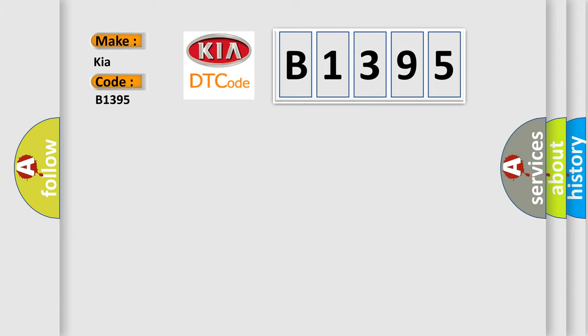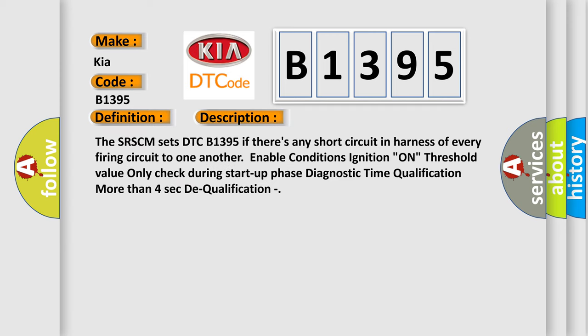So, what does the Diagnostic Trouble Code B1395 interpret specifically for Kia car manufacturers? The basic definition is: firing circuit harness short to each other. And now this is a short description of this DTC code. The SRSCM sets DTC B1395 if there's any short circuit in the harness of every firing circuit to one another.